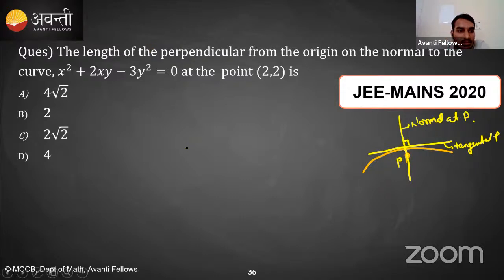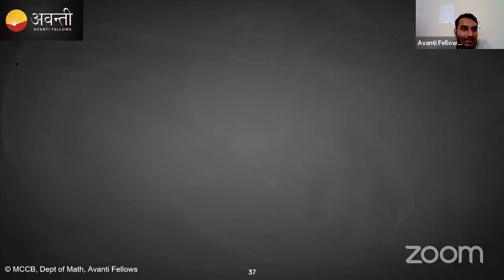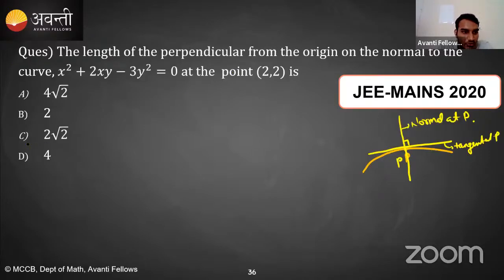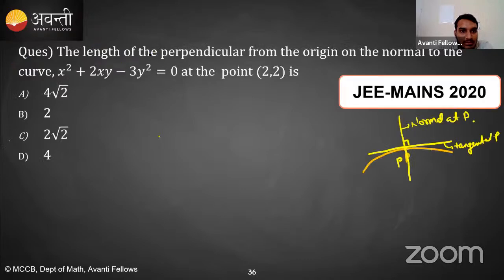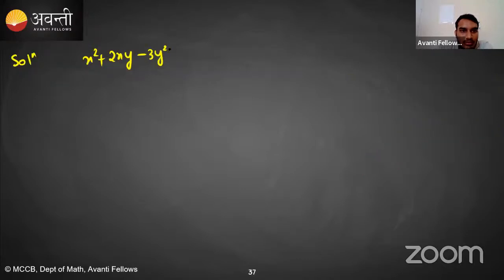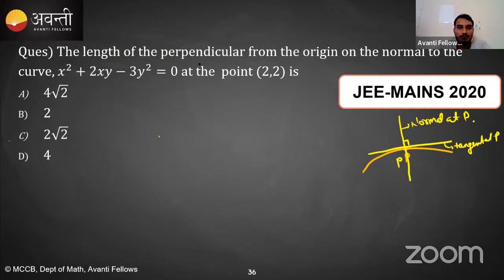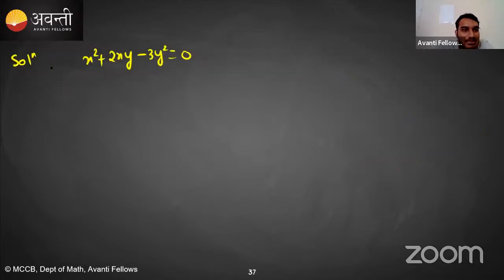So the question is the length of perpendicular, the curve is given x square plus 2xy minus 3y square. Option C is the answer, option C, 2 root 2. Let me check. I will keep in mind that Janvi Balari said option C. So let's solve this. x square plus 2xy minus 3y square is equal to 0. So this is the curve. Factorize this curve.